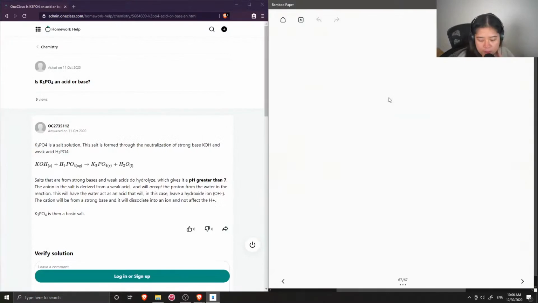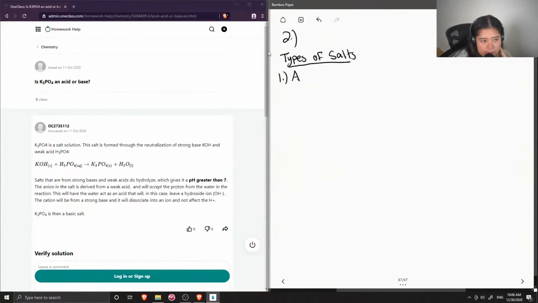Okay, so question number 2. Is K3PO4 an acid or a base? Okay, so this is a type of salt. And there are 3 types of salts that you could potentially have.